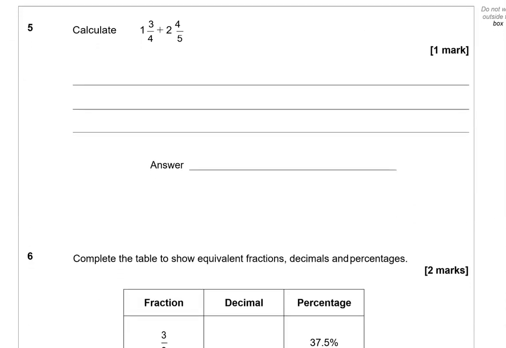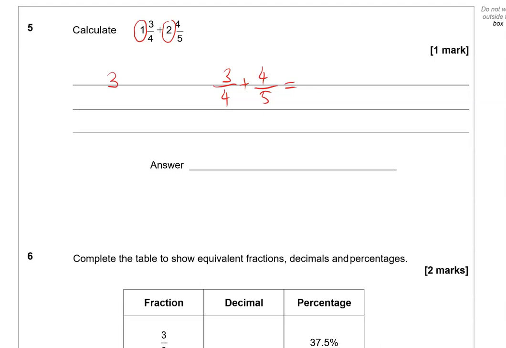Calculate 1 3/4 plus 2 4/5. You need to give your answer as a fraction, otherwise it would be stated, which means you can't really use a calculator. So 1 and 2 gives you 3, so 3 whole ones. Now we need to focus on the fraction. So 3/4 add 4/5.